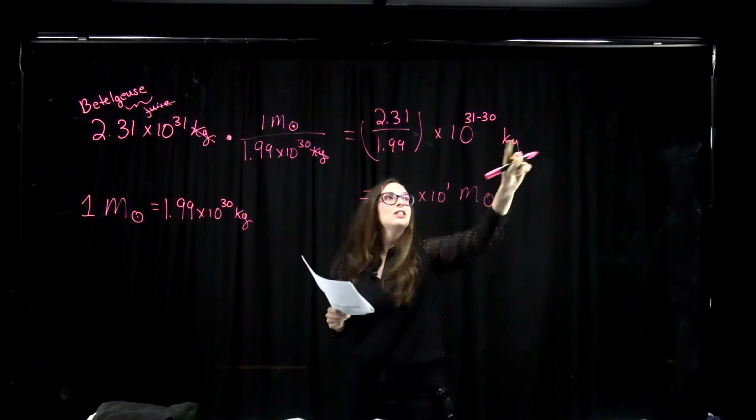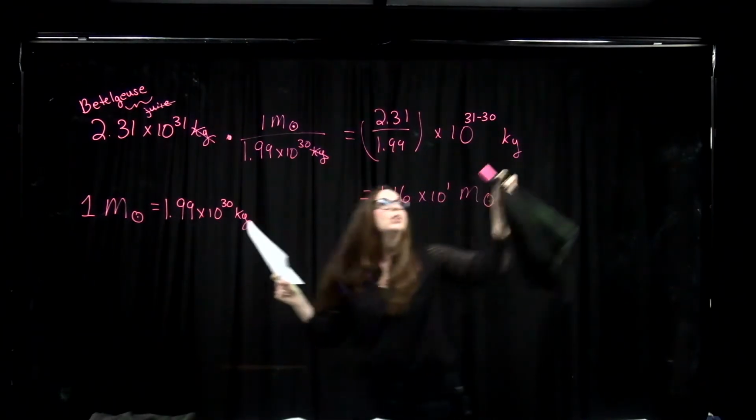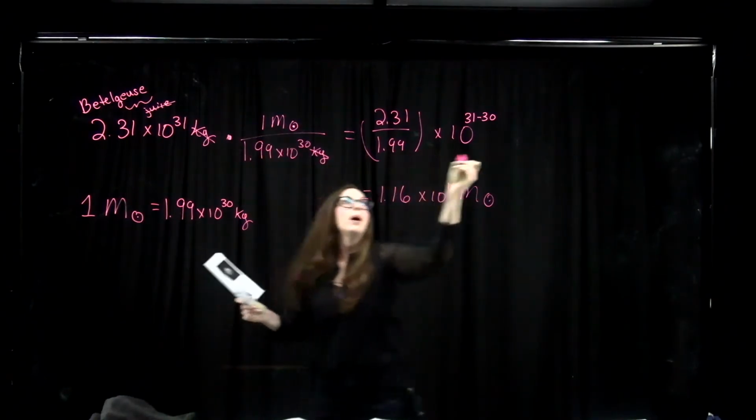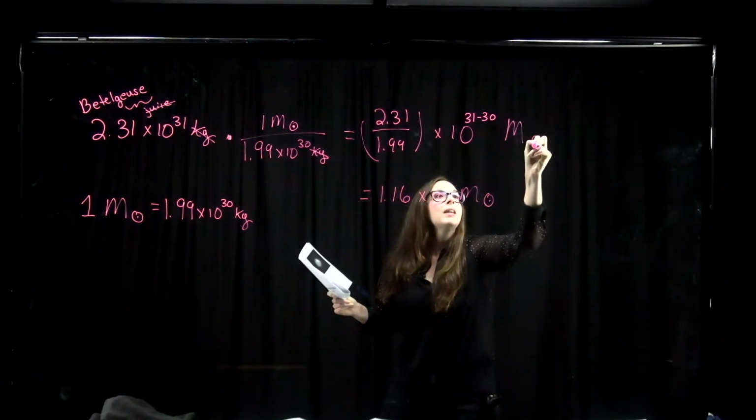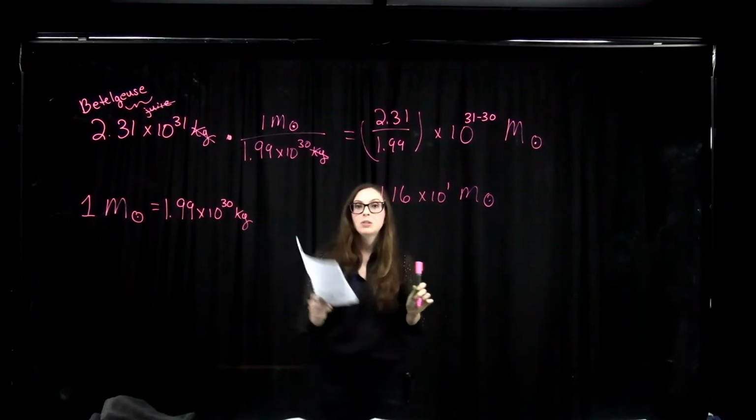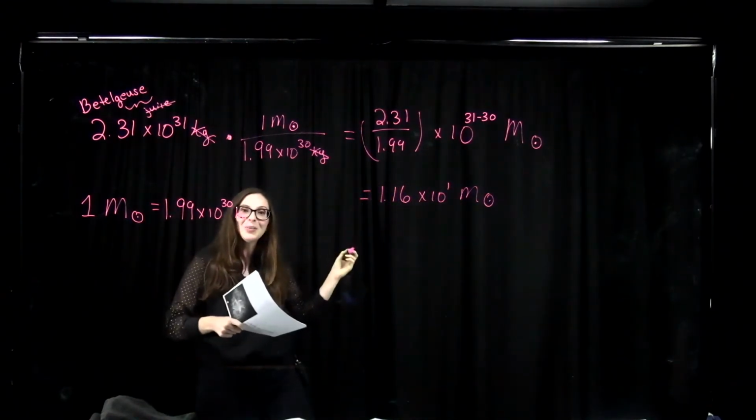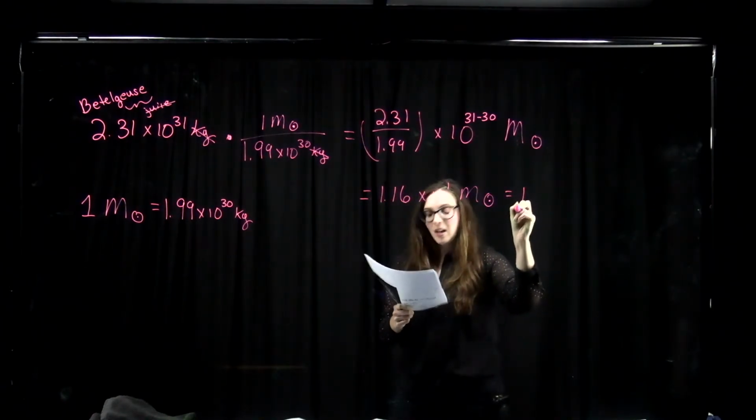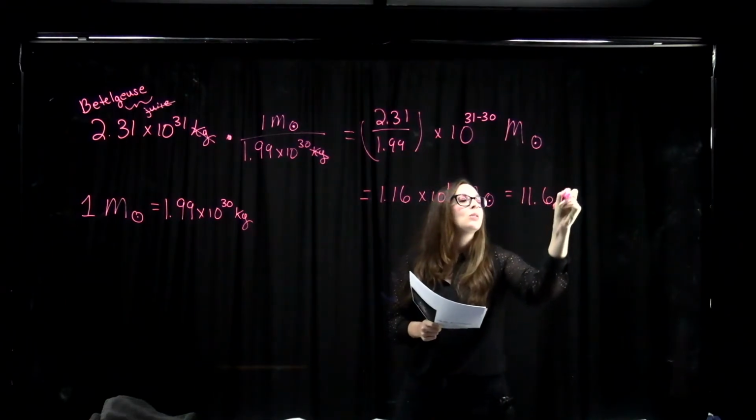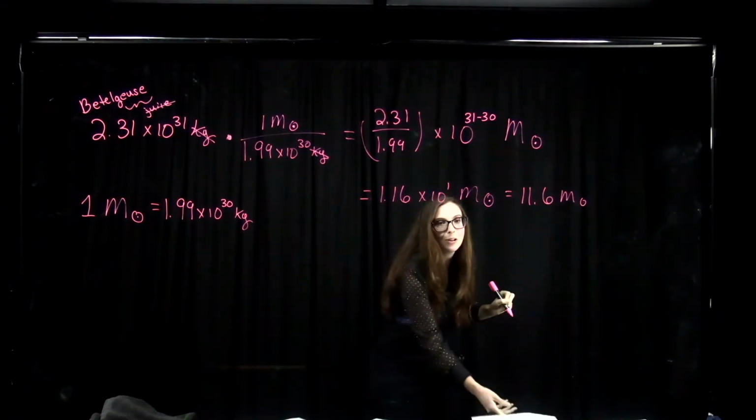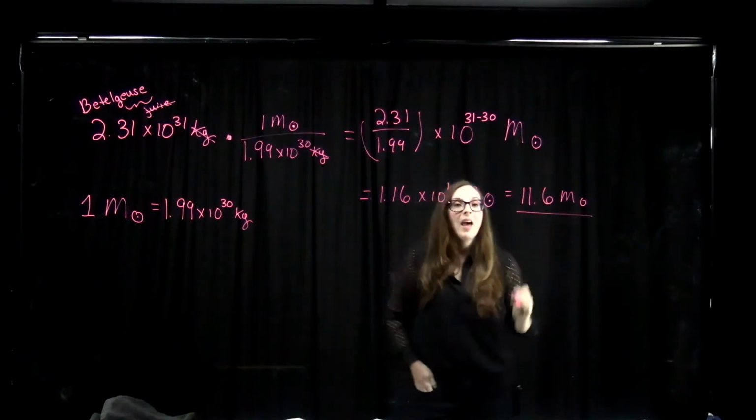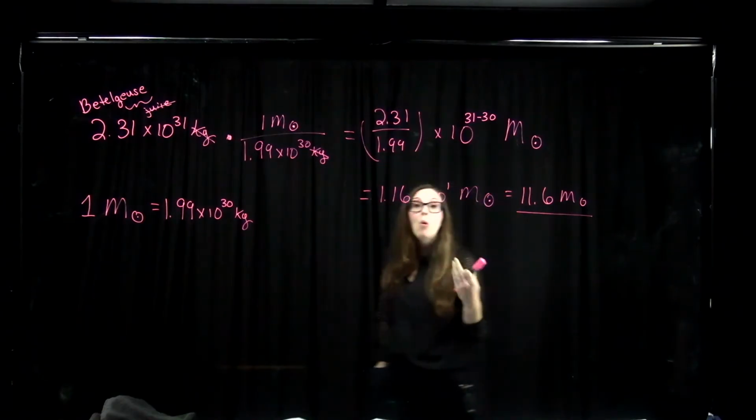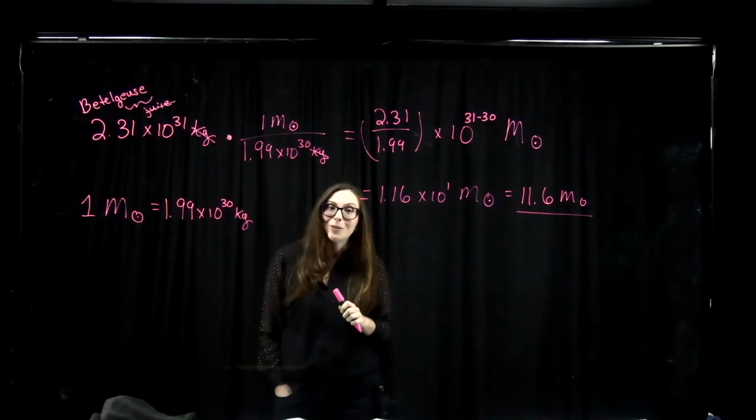Oh, I'm sorry. This unit is not kilograms. This unit should be solar masses, because our units of kilograms canceled on top and bottom here. So this is solar masses. So Betelgeuse is 1.16 times 10 to the 1 solar masses, which is the same thing as 11.6 solar masses. So this tells us that Betelgeuse is actually 11.6 times more massive than our own sun.